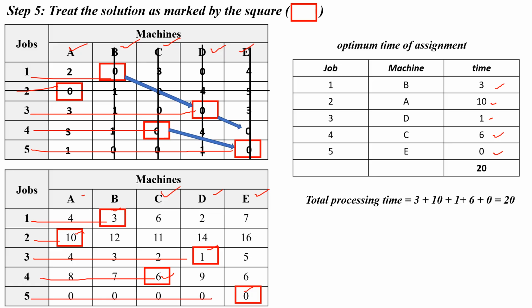One more thing you have to observe here: job 5 and machine E have 0 processing time, which means we do not have any job 5. For the balancing only we added the dummy job, that is the dummy row. And one more thing to observe: machine E has no processing time.